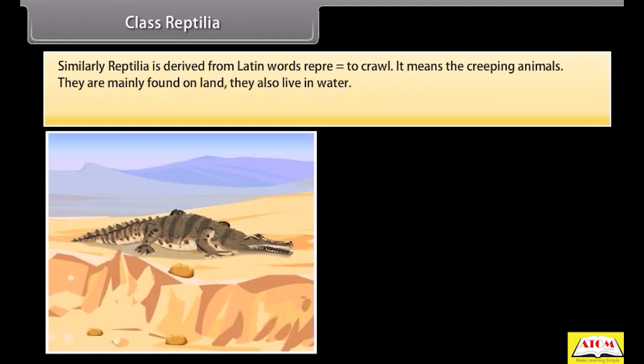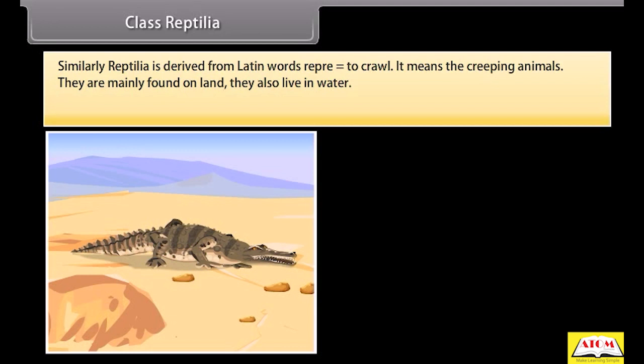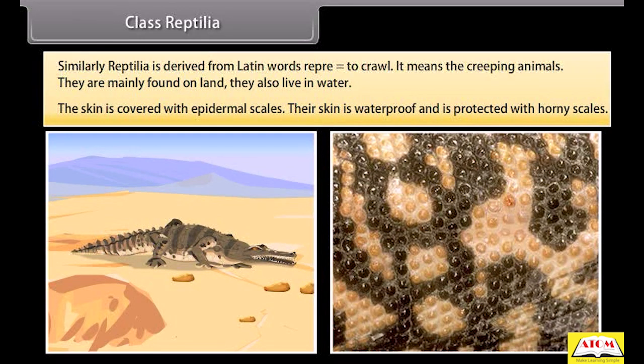Similarly, reptilia is derived from the Latin word repere. It means to crawl. It means the creeping animals. They are mainly found on land. They also live in water. The skin is covered with epidermal scales. Their skin is waterproof and is protected with horny scales.